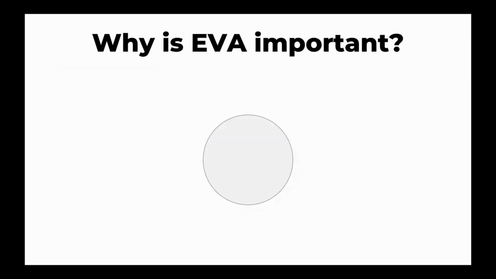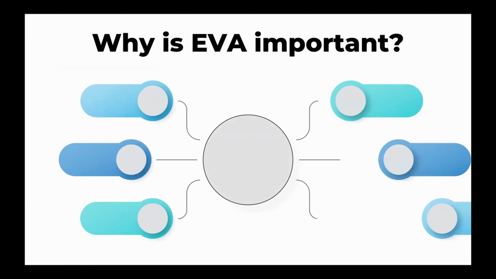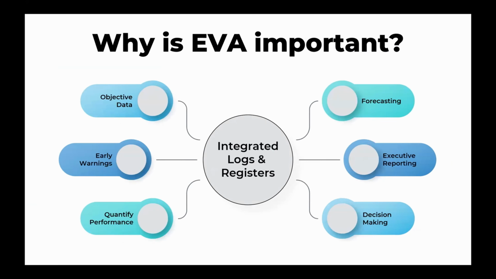Now, the EVA report is incredibly valuable for several reasons. They provide objective performance data, right? So it's not our feelings. This is actually what's happening based on the numbers. It identifies early warning signs, quantifies schedule and cost performance, helps the PMs forecast the final cost and completion date, supports accurate executive reporting, enables fact-based decision-making, and reduces surprises for stakeholders.